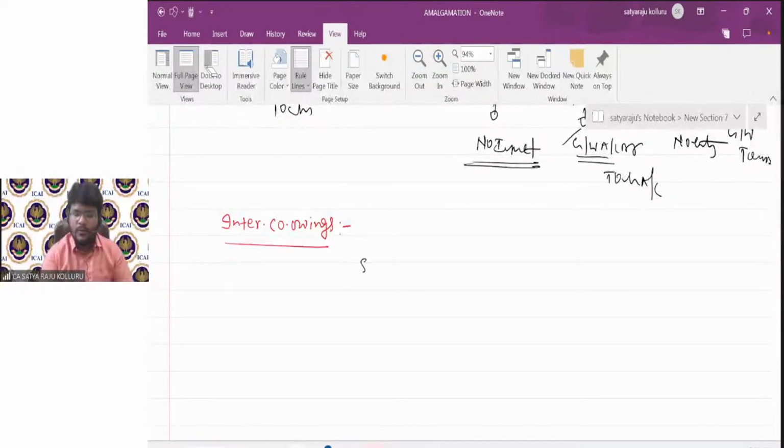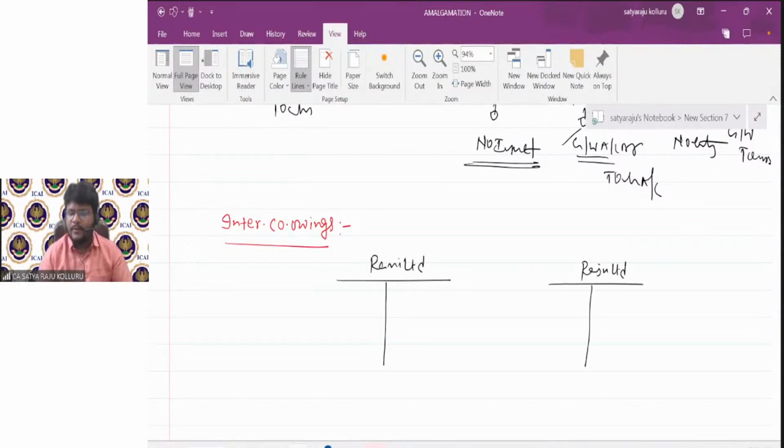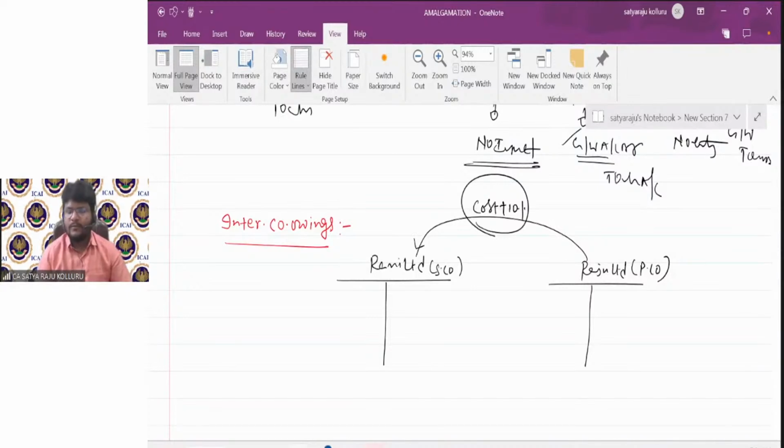Let us assume this is Rani Limited. This is Razo Limited. Now what happened? Razo Limited is generally selling goods to Rani Limited. So this is a selling company. This is a purchasing company. Usually Razo Limited sells goods to Rani Limited. So sales happen by adding profit of 10% to the cost, by adding 10% of profit to the cost price.